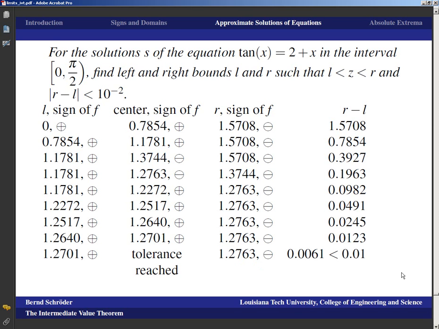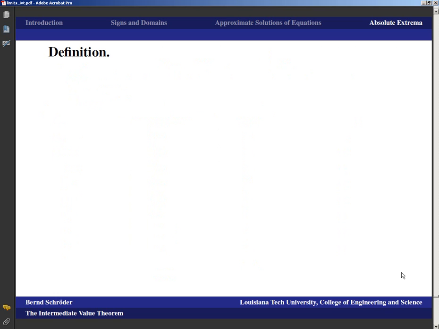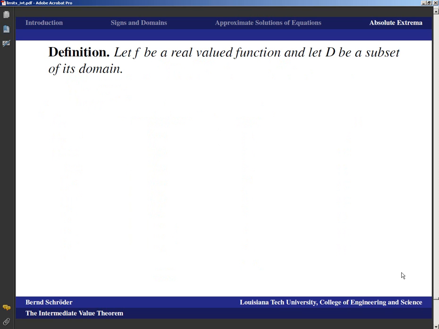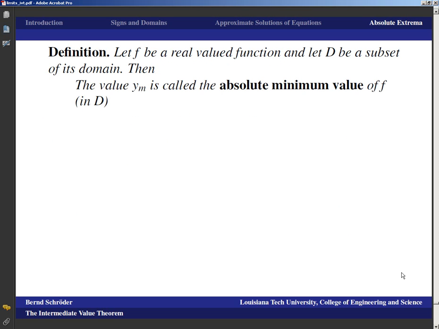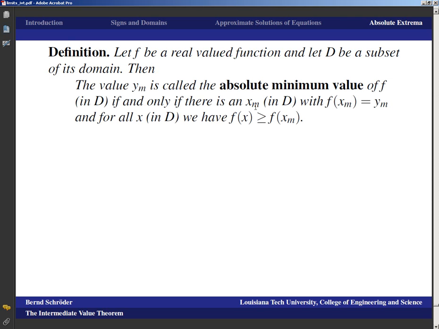Okay, so we've reached our tolerance, and we're finishing with a little abstract result that is needed in calculus mainly as an existence result. And that is, if you've got a real valued function and D is a subset of the domain, then the value y sub m is called the absolute minimum value of the function in the domain, if and only if there is an x, so that f of x_m is y_m, and so that for all points in the domain we have that f of x is greater or equal than f of x_m.